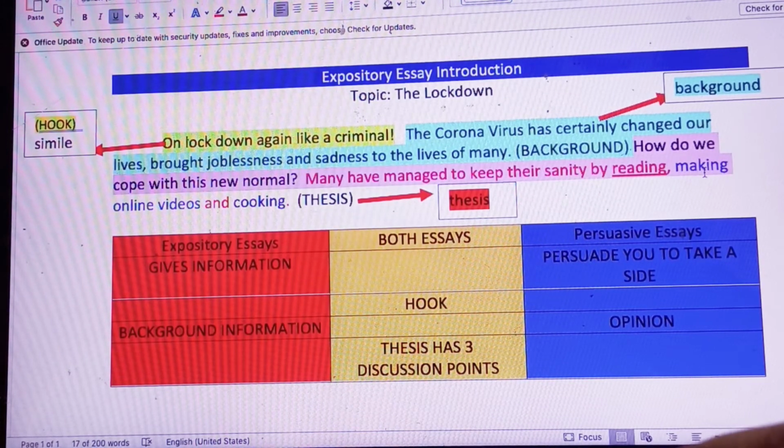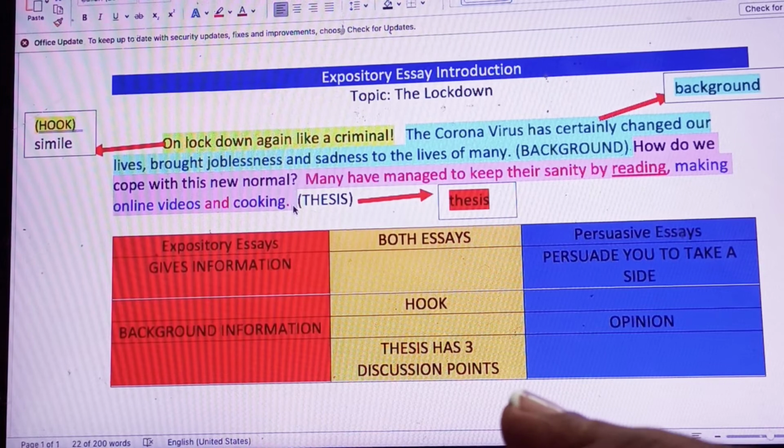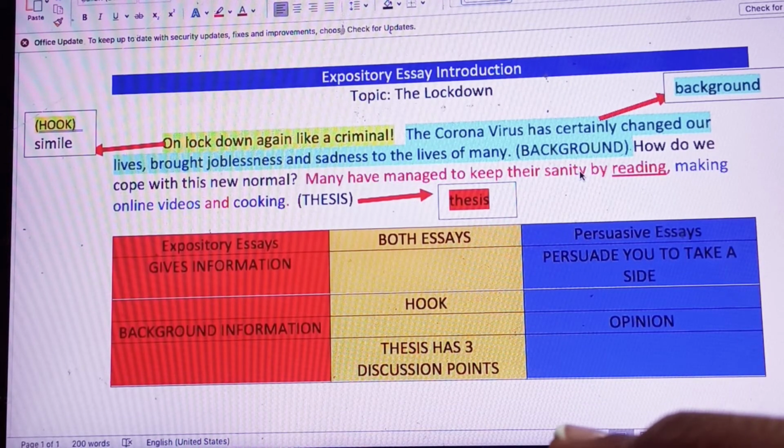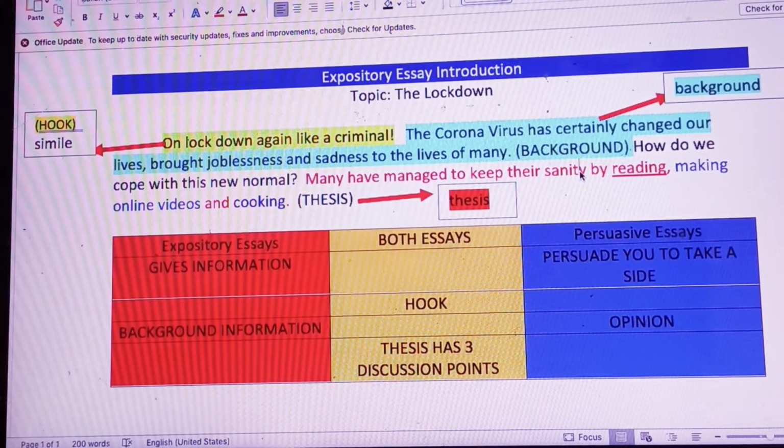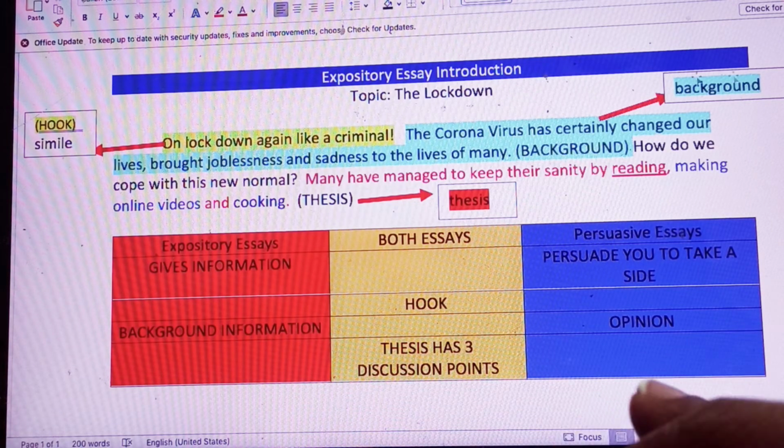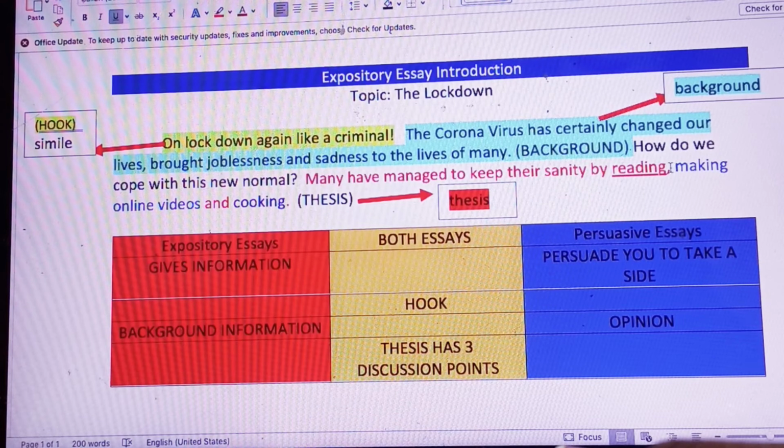Finally, the last sentence, it is a thesis. Notice the thesis does not include any of the audience references. There's no deliberate addressing of the audience in the expository introduction. We simply give our thesis and we have our discussion points. Notice the discussion points. It responds to the prompt. During the lockdown, people managed to keep themselves sane by reading.